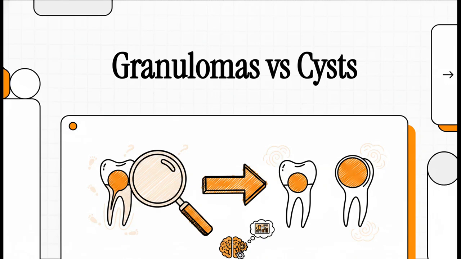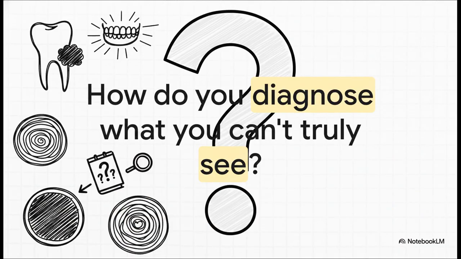Welcome to this explainer. Grab your detective hats because today we're cracking one of endodontics' most notorious mysteries using imaging data. We're going to build a rock-solid guide to differentiating between two of the most common periapical lesions you'll encounter, granulomas and radicular cysts.